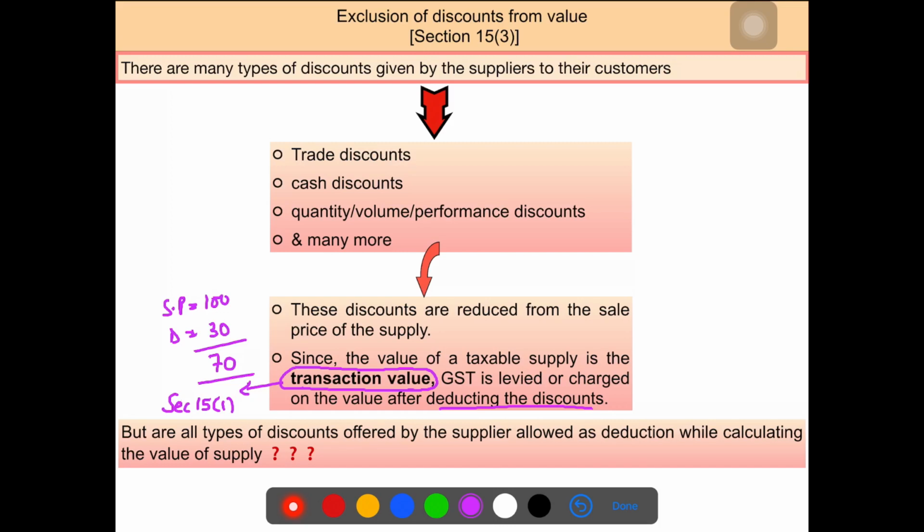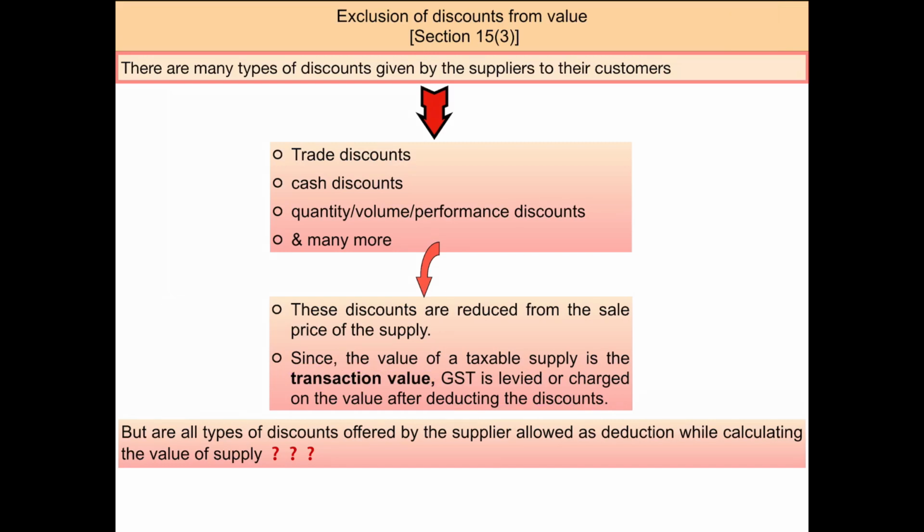But are all types of discounts offered by the supplier allowed as deduction while calculating the value of supply? क्या सारे discounts हमें deduction मिल जाते हैं to calculate the value of taxable supply? No, we cannot get deduction for all types of discounts. So let's understand for which discounts we can claim deduction and for which discounts we cannot claim deduction. Let's go ahead.